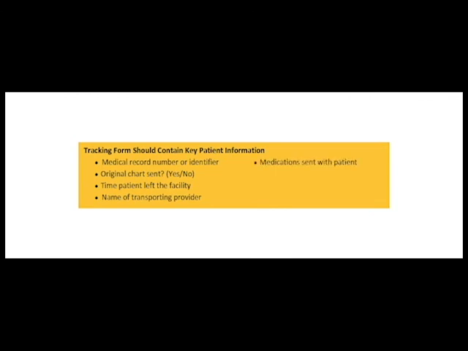The tracking form used should contain key patient information, such as their medical record number or identifier, indication as to whether or not the original chart was sent with the patient, the time the patient left the facility, and the name of the transporting provider. In addition, the form should include a list of medications sent with the patient, whether or not the family has been notified of the transfer, and their contact information.